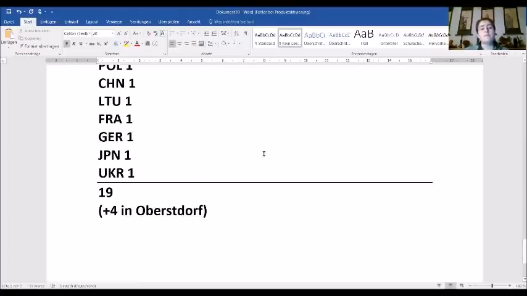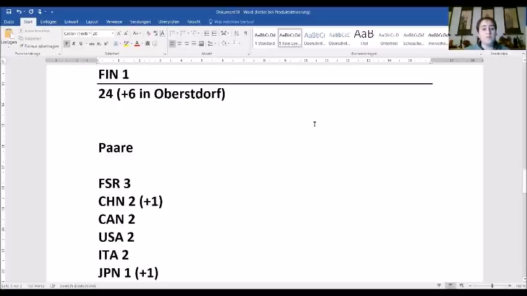So in my opinion, this new rule is better because it rewards the countries that made it to the final free skating at Worlds, and is probably a better chance for some of these smaller countries to get a spot. So I hope this little explanation helps a little bit.